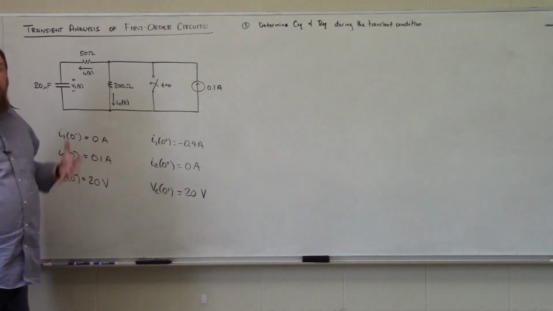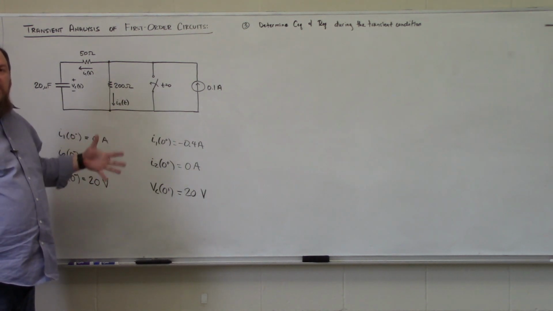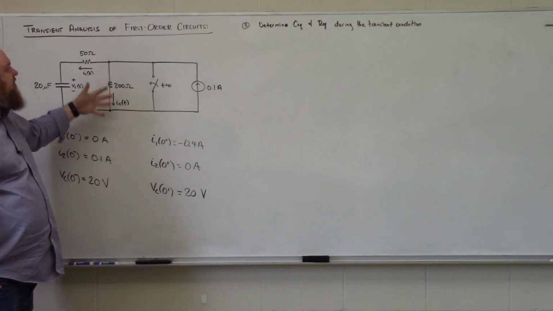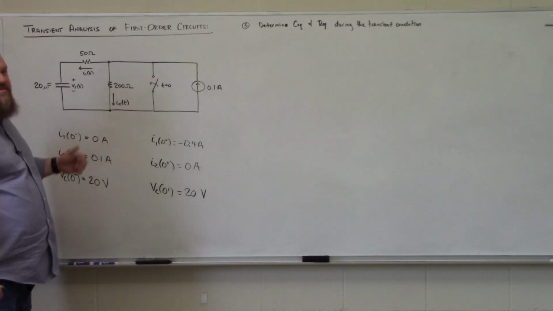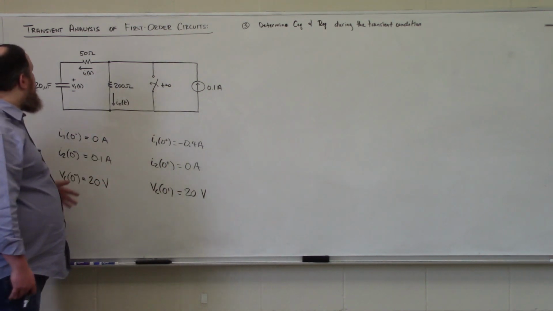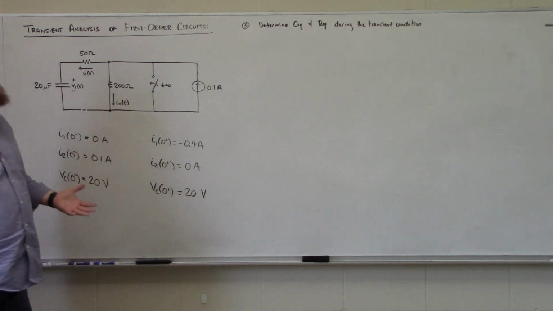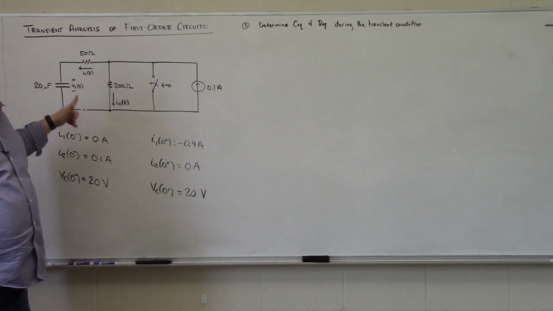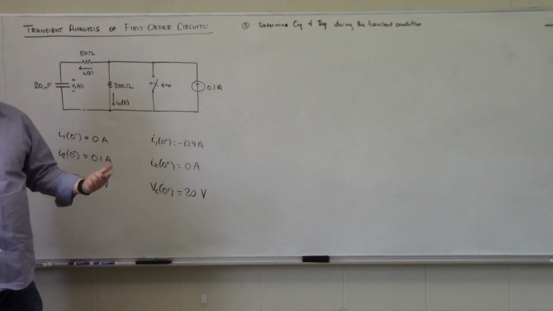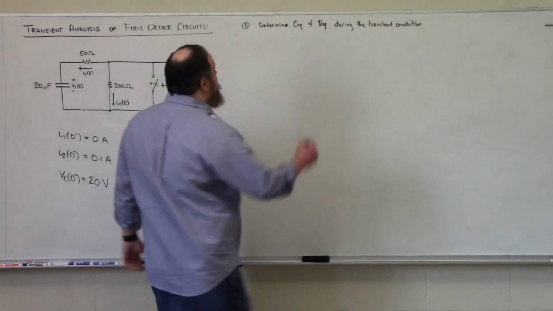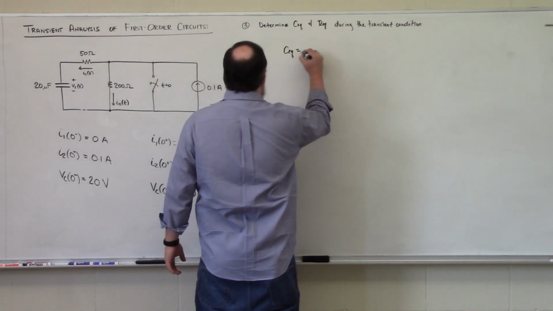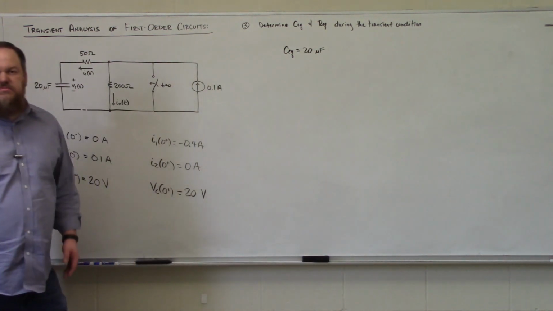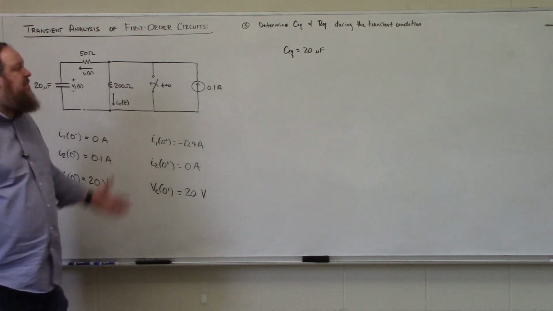So what we are trying to find is the Thevenin equivalent capacitance from the perspective of the resistance of the circuit during the transient condition, and the Thevenin equivalent resistance from the perspective of the capacitance during the transient condition. For this circuit, CEQ should be very easy to determine because there's only a single capacitor in the circuit. So CEQ is equal to 20 microfarads. There's only one capacitor there, it has to be that.